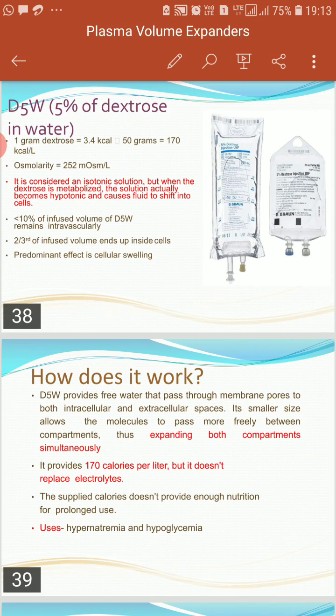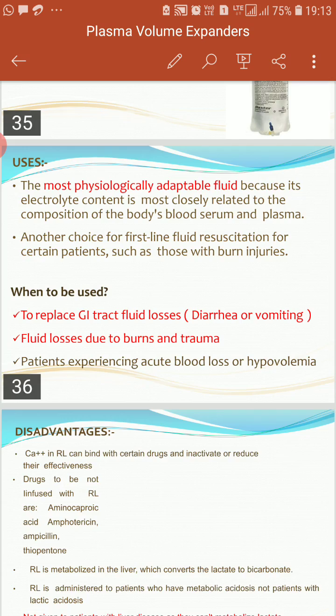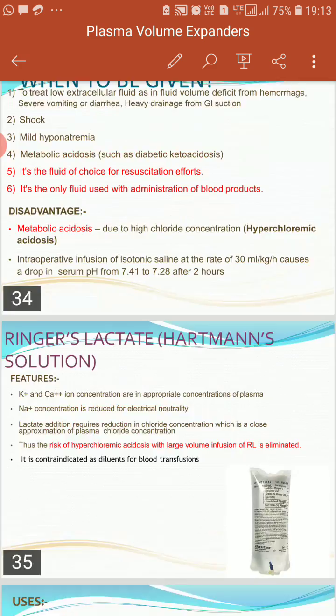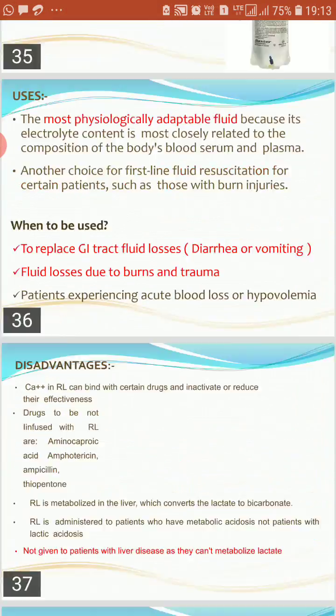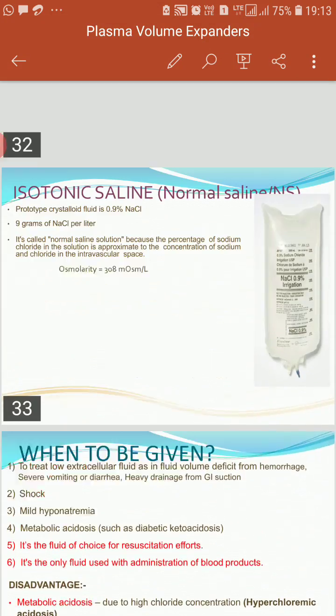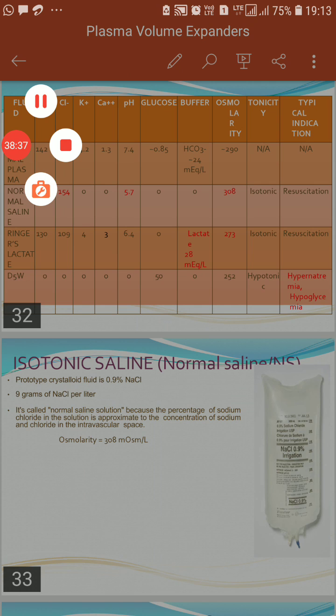If there is hypernatremia, then we will prefer the dextrose, and if hypo, then isotonic saline. For calcium and potassium, we go for the Ringer lactate. So this was about the crystalloids.